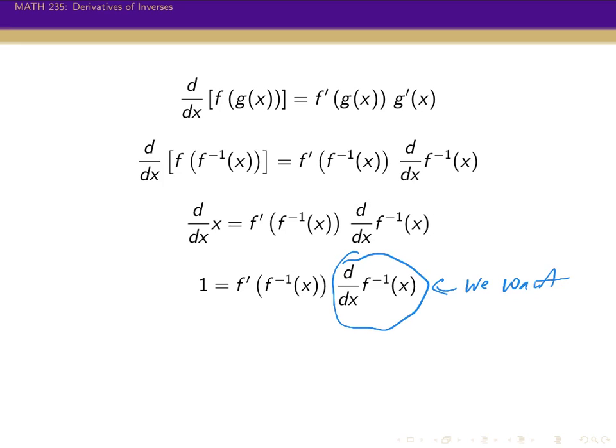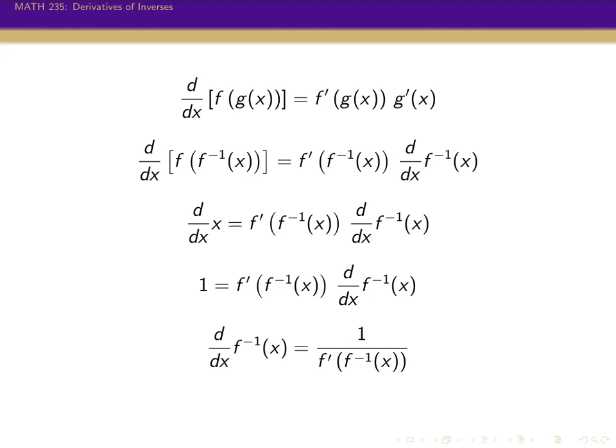At this point we can just solve for it by dividing both sides by the derivative of f with the inverse plugged in, same thing over here to cancel it off. And we're left with the derivative of the inverse is equal to 1 divided by the derivative of our original function with the inverse plugged in. And so this is our formula for derivatives of inverses.